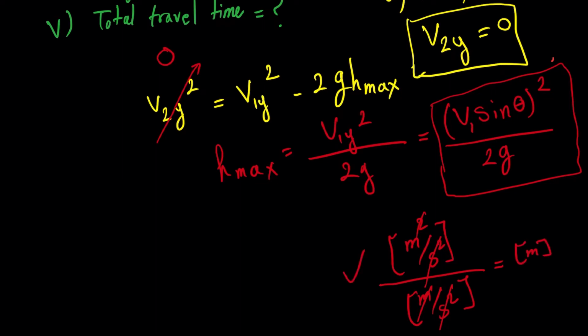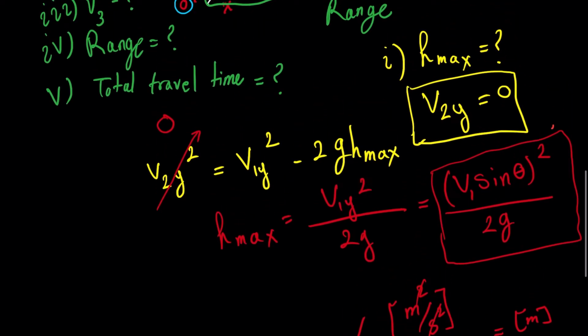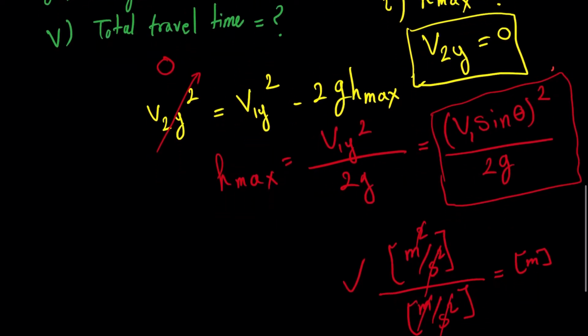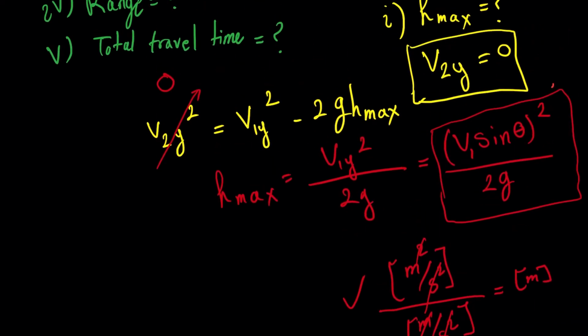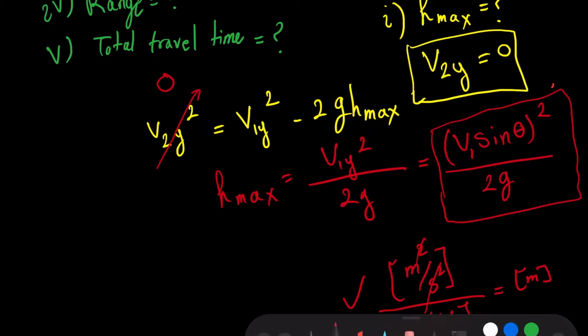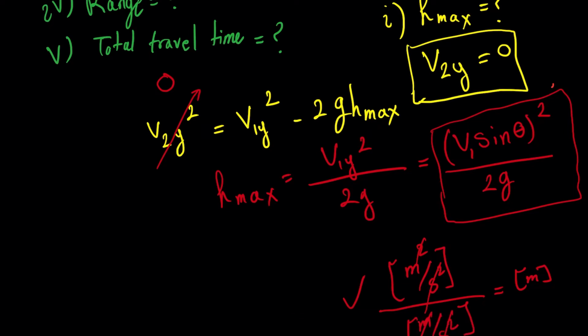So h max, and of course I can plug in numbers here if I want to, but h max is going to be v1 sine theta squared over 2g. And who knows, maybe we can use that in the next part, but definitely we solved for it. Now moving on to part 2, I'm going to change the color back to yellow here.